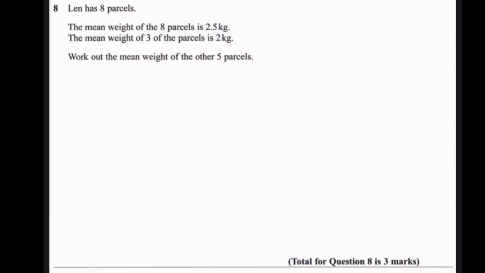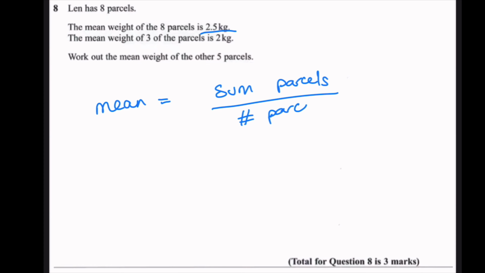This one. Question 8. 8 parcels. Mean weight is 2.5 kilos. So I'm going to write this as an equation now. So mean equals the sum of all the parcels divided by the number of parcels. I've just been told the number of parcels is 8. So I'm going to put that into an equation. So the mean is 2.5 equals sum over number of parcels is 8.